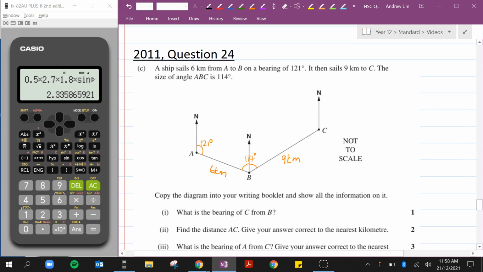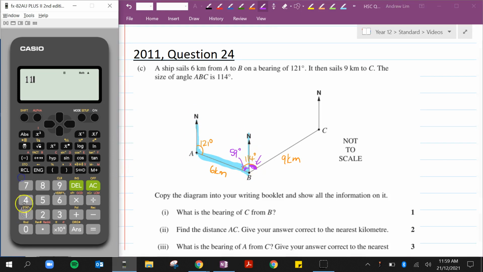Alright. What is the bearing of C from B? C from B. So we want to work out how big this angle is. In order for us to do that, we need to work out how big this one is, and then we can just do 114 minus that. Now this one's not going to be too difficult because here we've got co-interior angles. And co-interior angles are supplementary on parallel lines, so they add to 180. So this one here has to be 180 minus the 121, which is 59 degrees, because these two angles will add to 180. This one here has to be 114 minus 59, which is 55 degrees. Therefore, because it's a bearing, we need 3 digits: 055 degrees true.